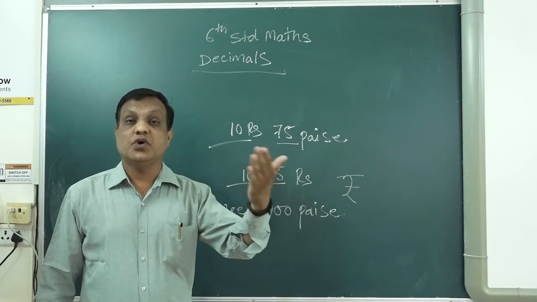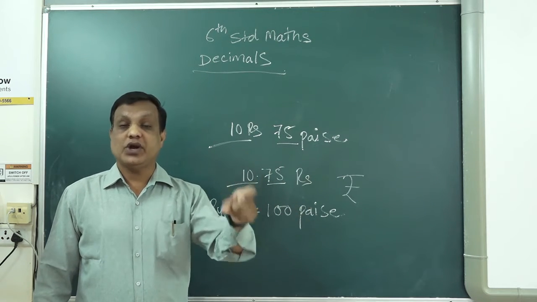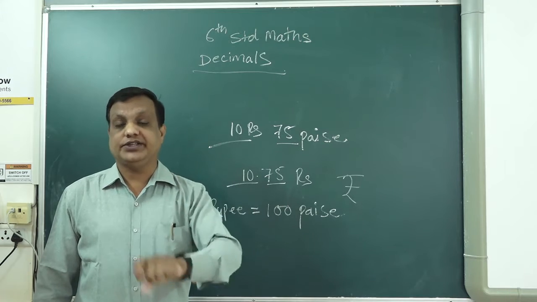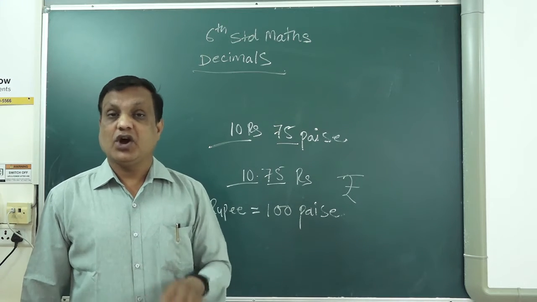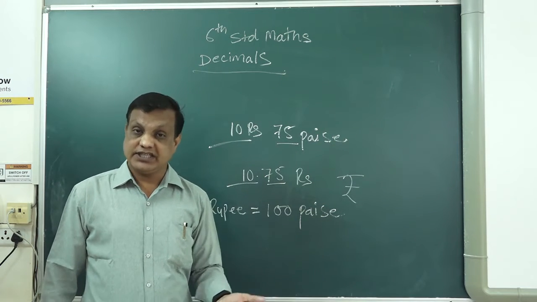So whatever smaller unit you want to show in a bigger unit, that smaller unit you have to add with the help of a point. After the point, whatever numbers are coming, that is in a smaller unit.